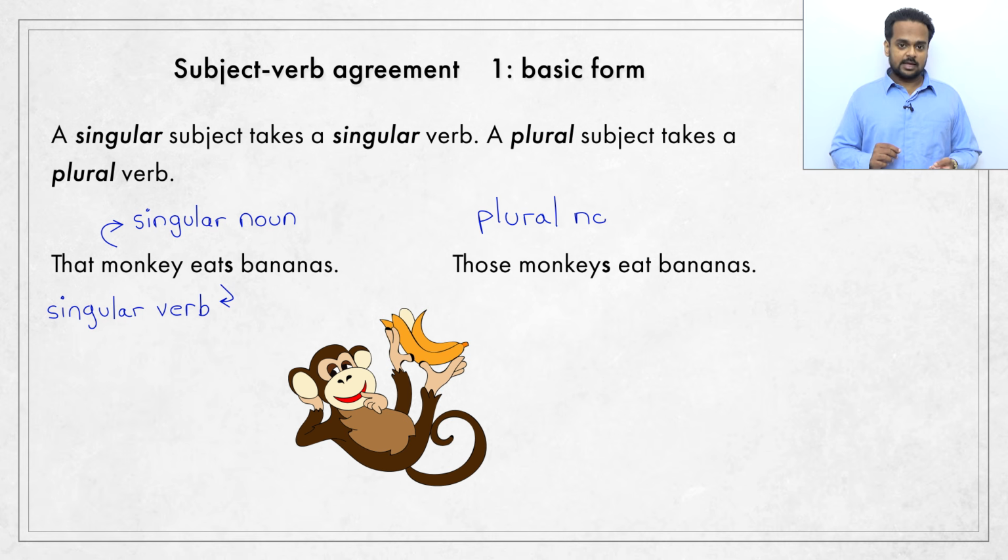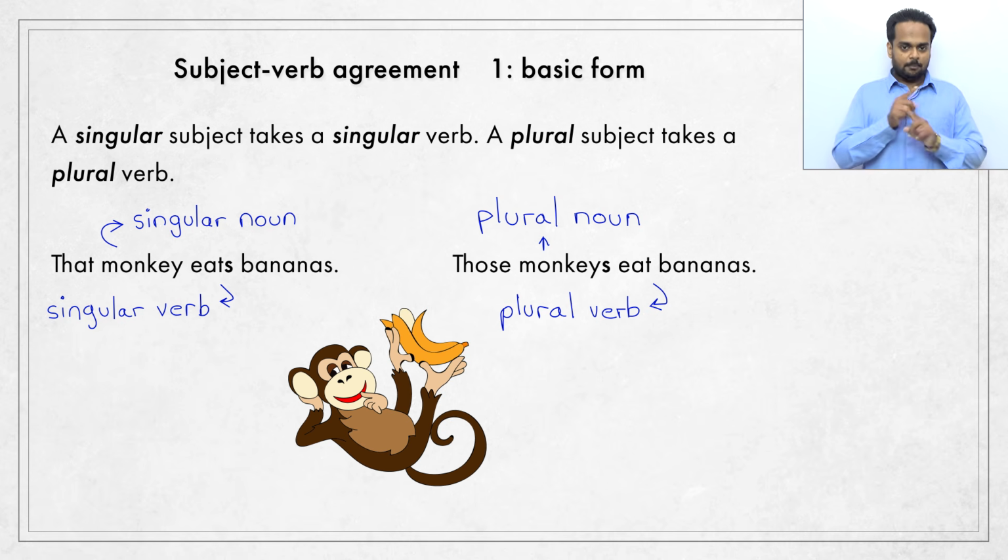But in the second sentence, we have a plural subject and a plural verb. Those monkeys eat bananas. Notice that the nouns and the verbs are behaving in opposite ways. The singular noun monkey becomes monkeys with an S in the plural form. But the verb has an S in the singular form, eats. And the plural verb, eat, does not have an S.